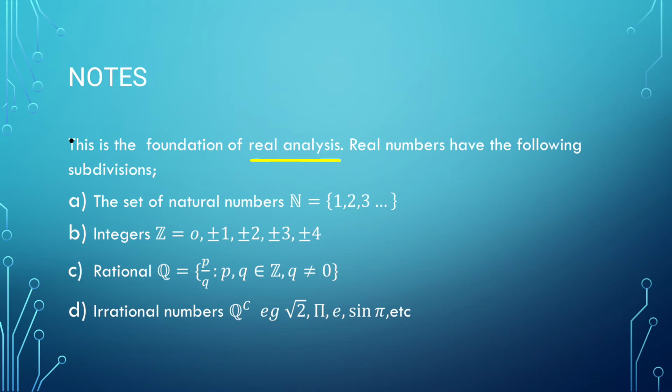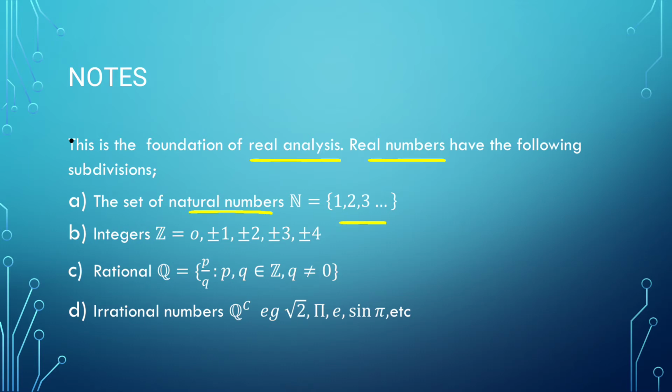Real numbers have the following subdivisions. Remember, we have two types of numbers: real numbers and imaginary numbers, which we sometimes call complex numbers. In this case, we are generally discussing real numbers. They have the following subdivisions. We have first the set of natural numbers, which we denote with a double-struck capital N.